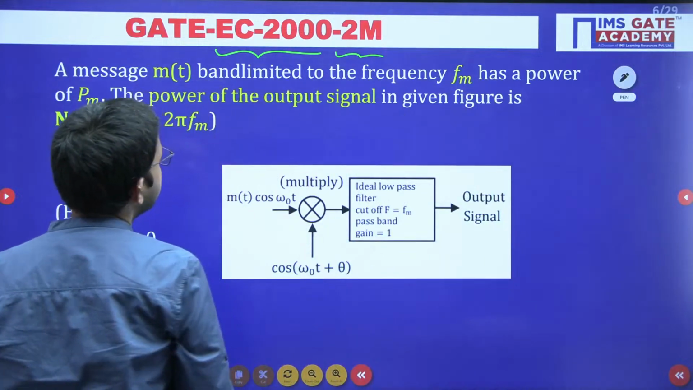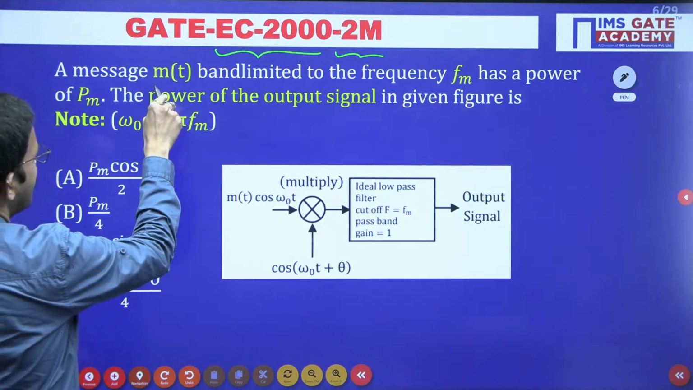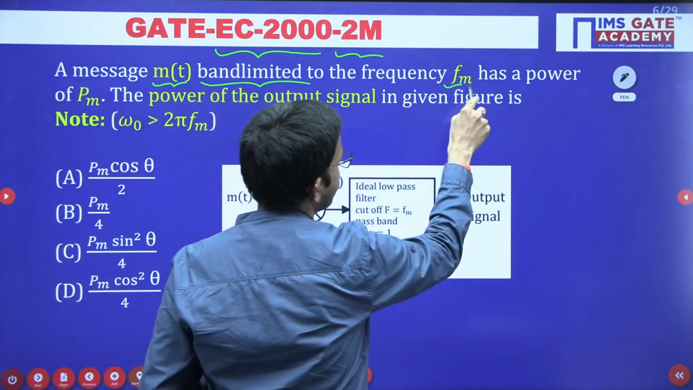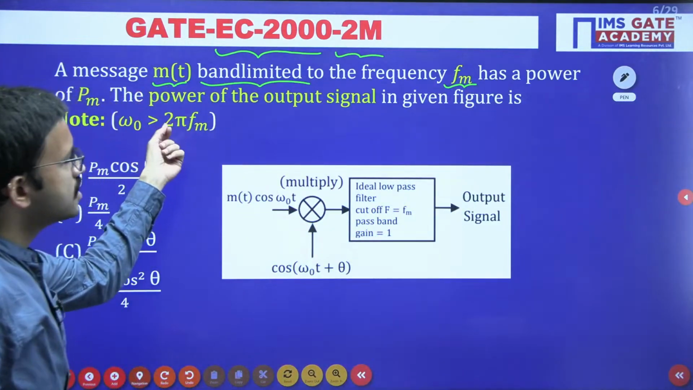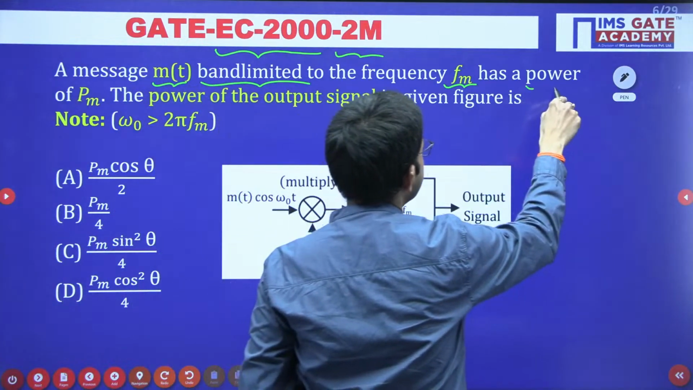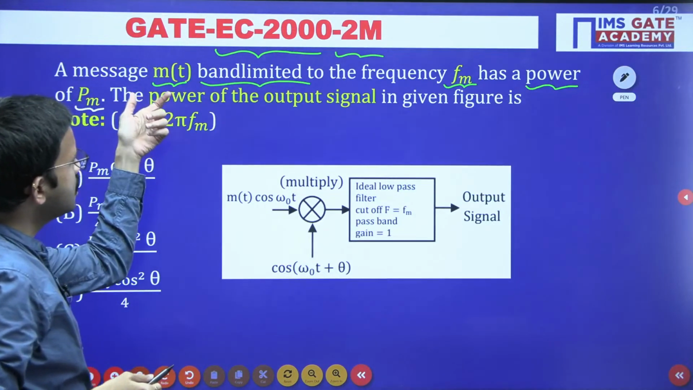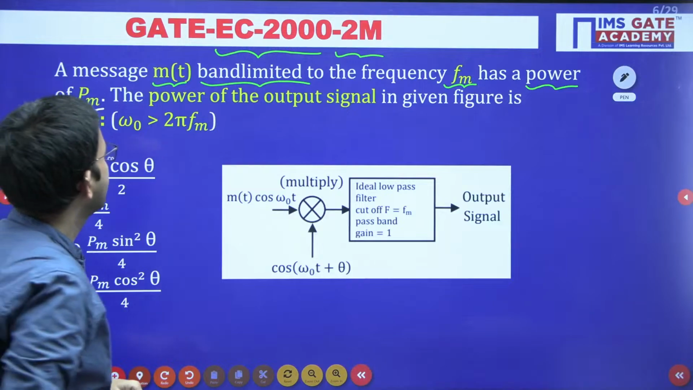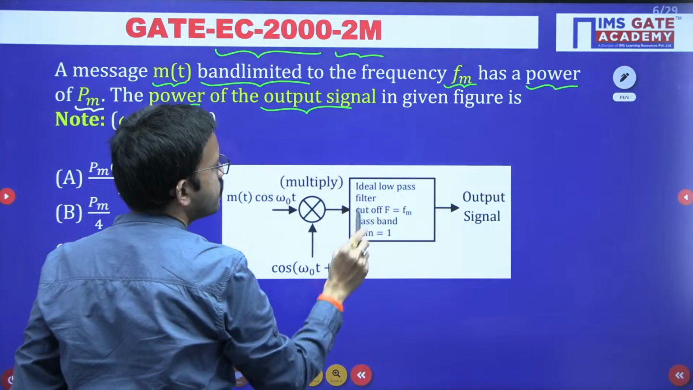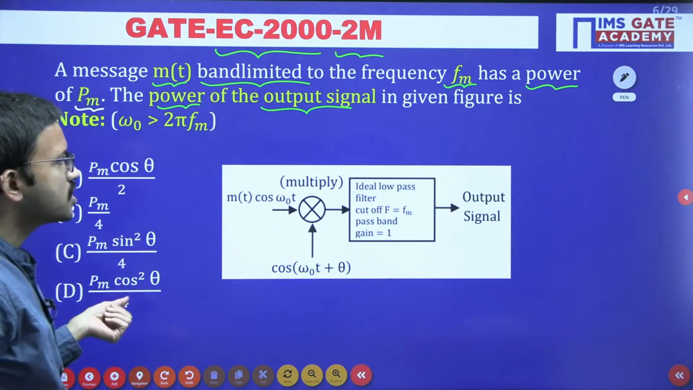Yeah, this is the question asked in GATE EC 2000 for 2 marks. Here you are having the message signal m of t, which is band limited to the frequency FM. That means regarding the message signal, the operating frequency is FM, right? And it is having the power, they have mentioned P suffix m. The power of the modulating signal or message signal is P suffix m. Now the question is, the power of the output signal in the given figure is dash. Regarding that you are having 4 choices, you can choose the correct one.